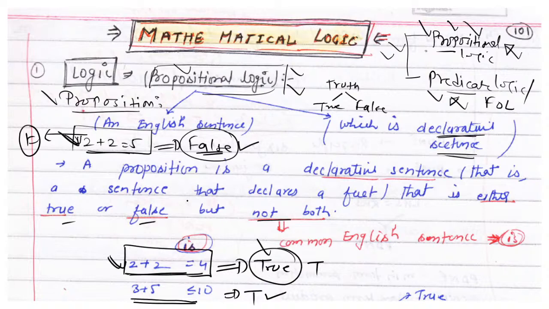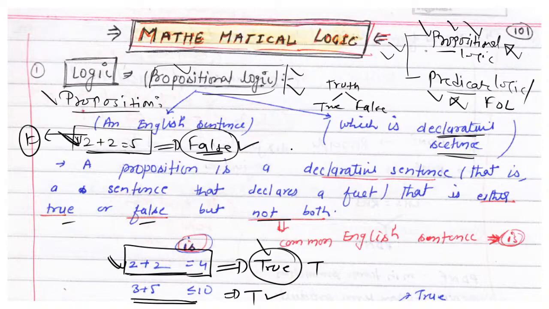Basically I am declaring a false fact that my name is Abdul Qadir. So you can see, basically this is a false fact because my name is Deepak. So you can see I am declaring a false fact here. So whatever factual statement you give, that factual statement is called proposition.